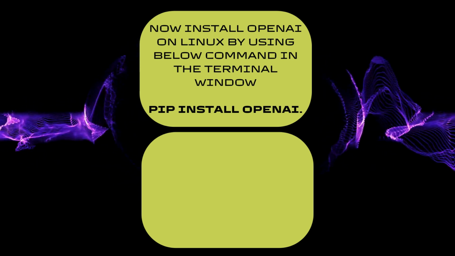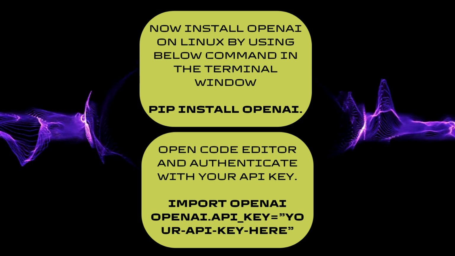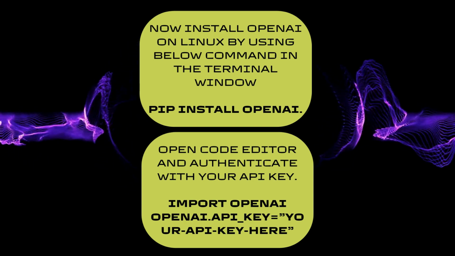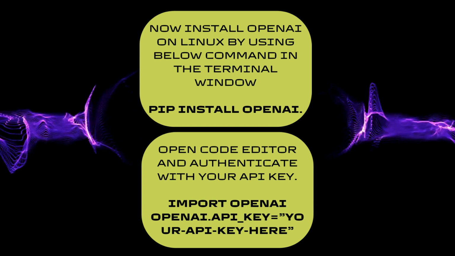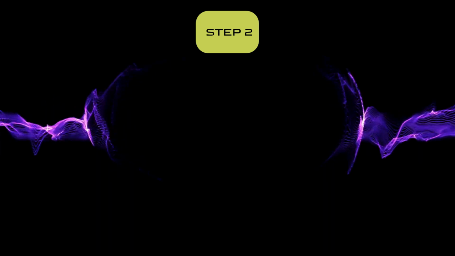Once installed, open your code editor and authenticate with your API key, just like shown below. Use this command. To train ChatGPT, now we will proceed to step number 2, which is preparing the dataset.